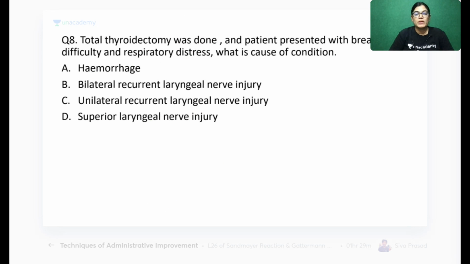Total thyroidectomy was done and the patient presented with breathing difficulty and respiratory distress. So what is the cause of this condition? Whether it is hemorrhage, bilateral recurrent laryngeal nerve injury, unilateral recurrent laryngeal nerve injury, or superior laryngeal nerve injury. Question number 8, what do you feel is the correct answer?